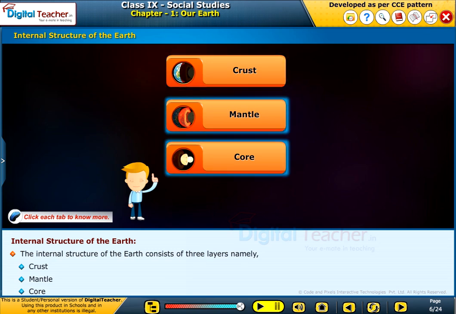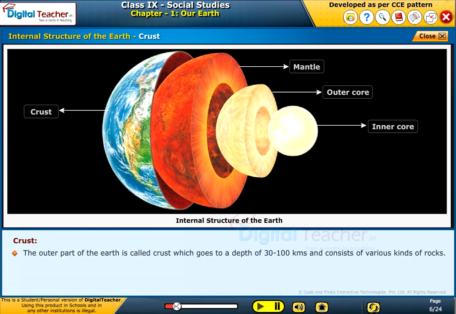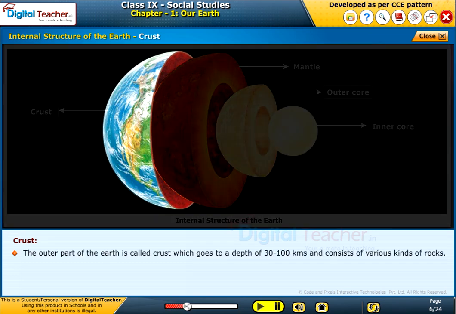Crust. The outer part of the Earth is called the crust, which goes to a depth of 30 to 100 kilometers and consists of various kinds of rocks. The crust forms 1% of the volume of the Earth.